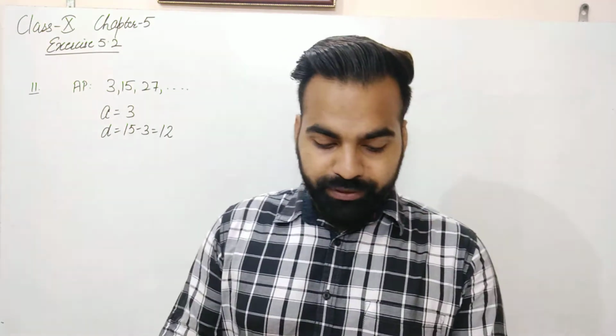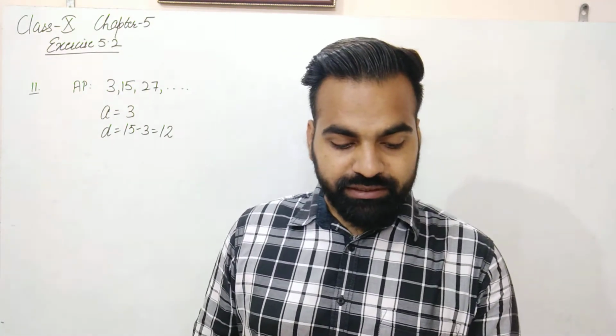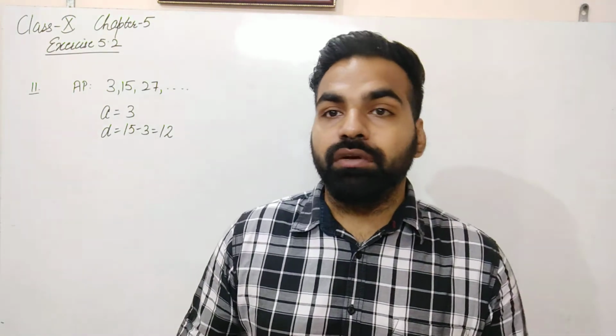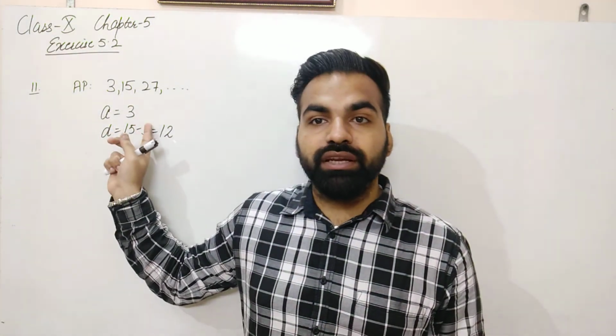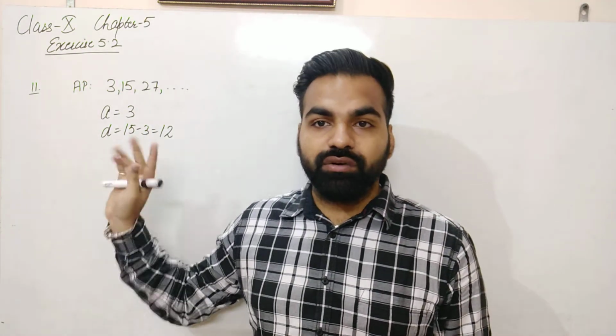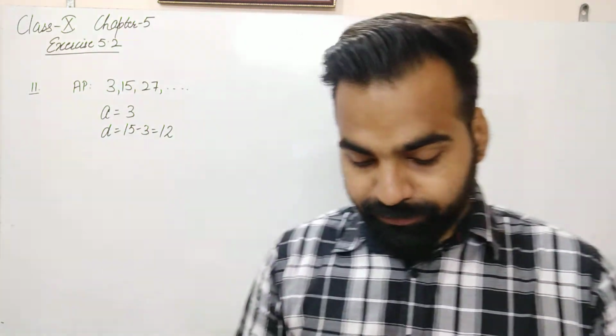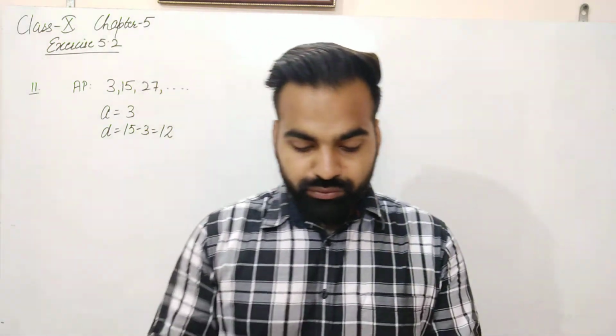which term of AP 3, 15, 27, 39 will be 132 more than its 54th term? So AP is given here. We can see in AP A is equal to 3 and the common difference is equal to 15 minus 3, 12. We have to tell which term of the AP will be 132 more than its 54th term.